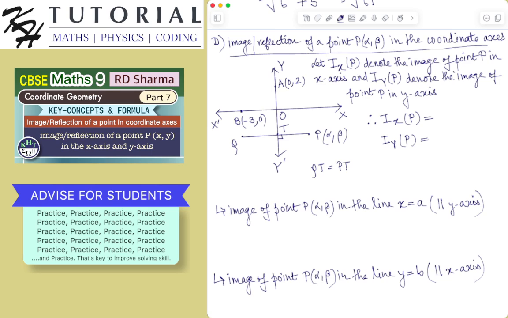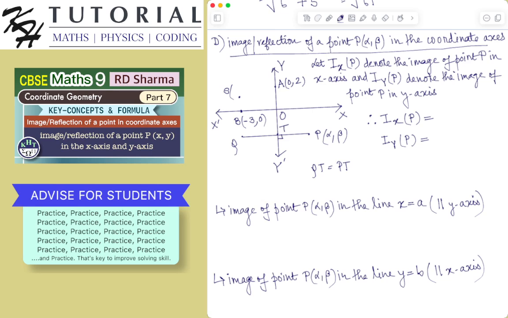Okay, now this is geometrically what we mean by the image of a point P in the y-axis. Now, obviously, the point P and its image will be on opposite sides of the y-axis. Let's consider another point, let's say this is the point S.